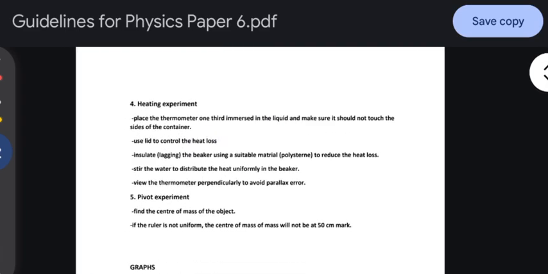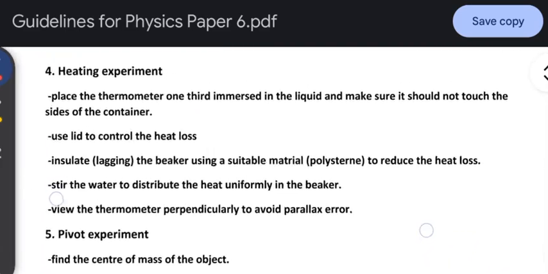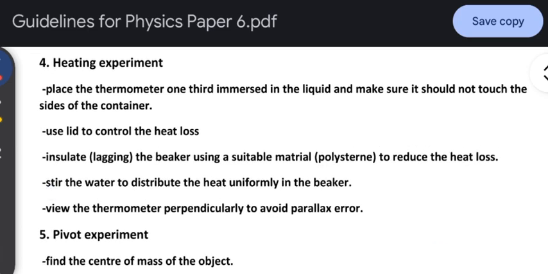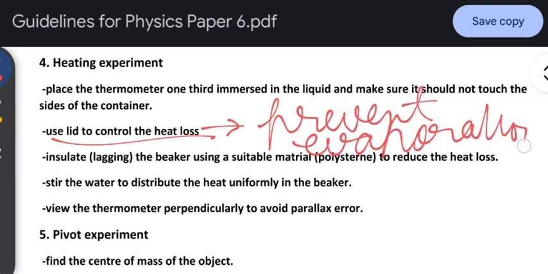Okay, next question. Heating experiment, my favorite. Place the thermometer one-third immersed in the liquid and make sure it does not touch the sides of the container. We have already discussed that. Use a lid to control the heat loss. Why? The lid will prevent evaporation.